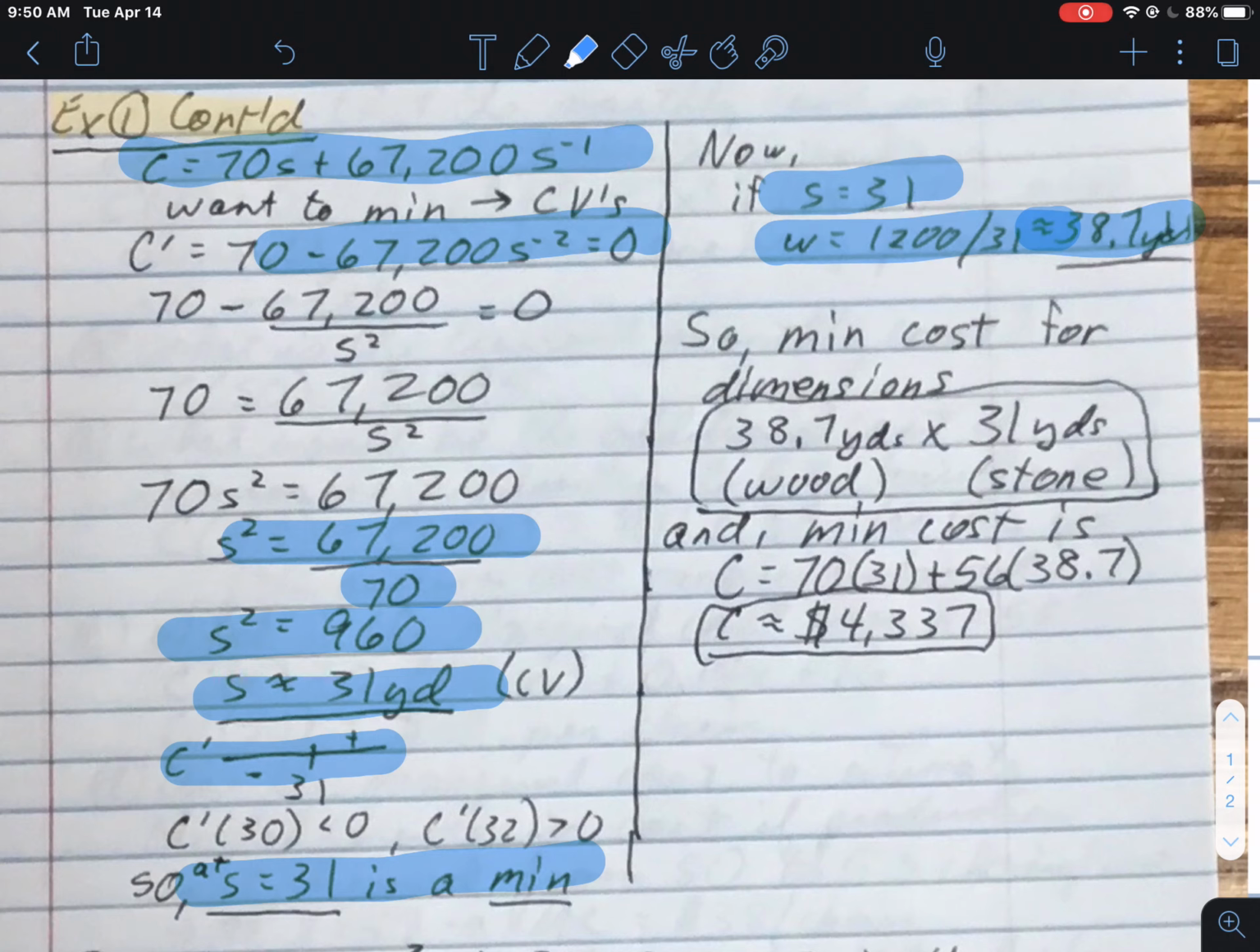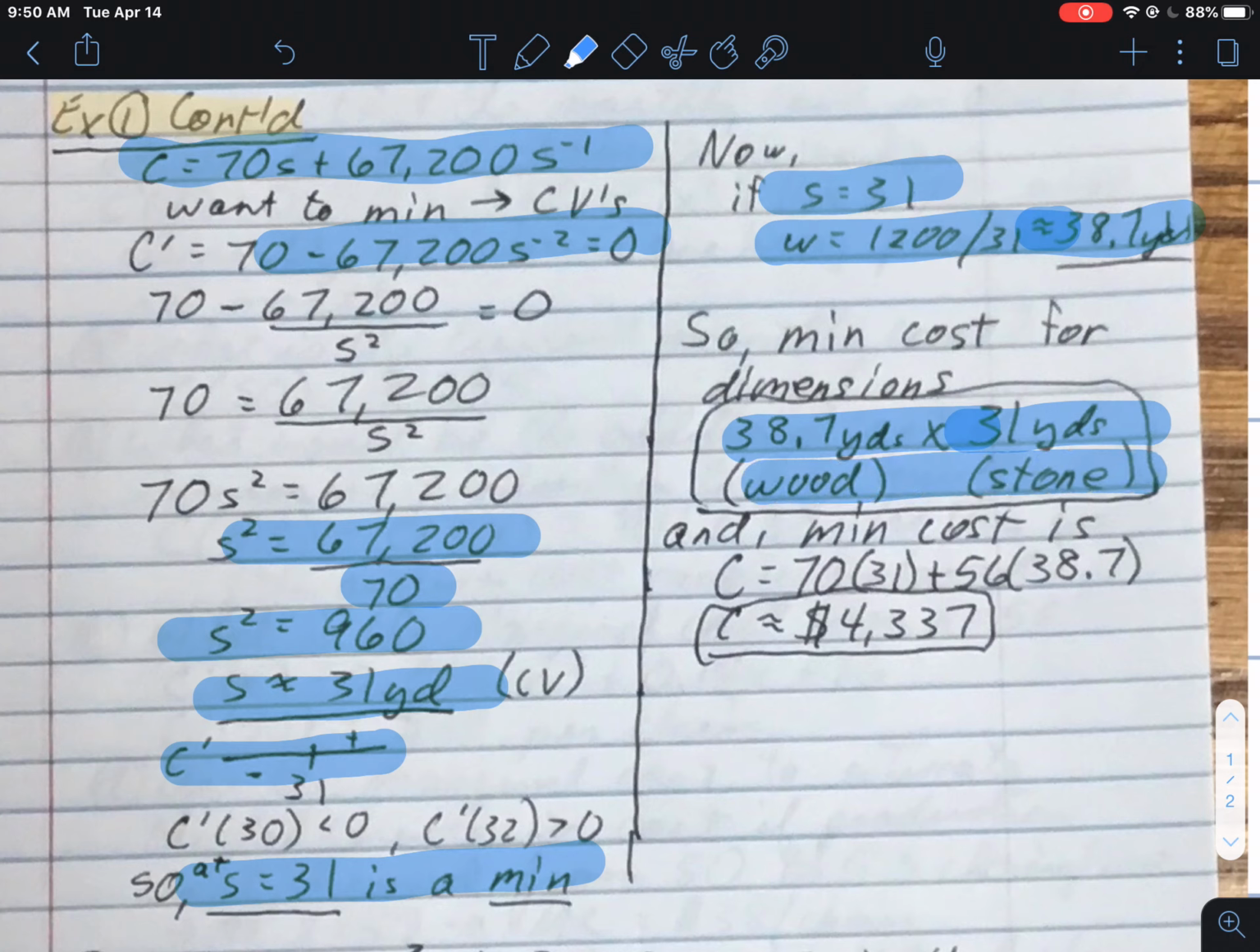Okay. So that gives us the dimensions of our rectangular enclosure that would minimize our cost. We know the minimum cost would occur for dimensions of 38.7 yards on the wood fence side by 31 yards on the stone wall side. And then we were also asked for the minimum cost.